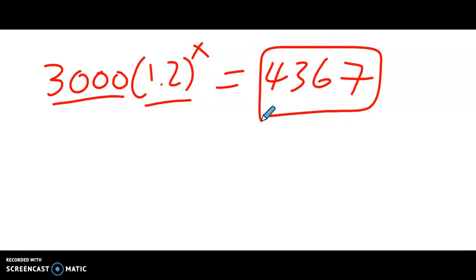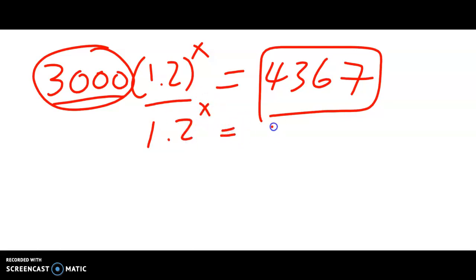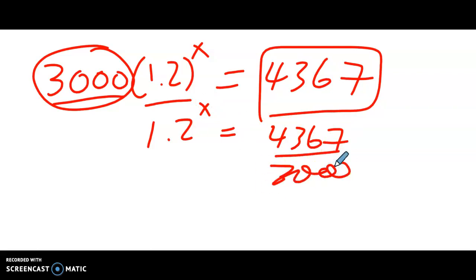We'll do a couple of things to solve for x here. The first thing you're going to do is get rid of this 3,000. It's multiplying the 1.2 to the x, so you bring it over by dividing: 4367 divided by 3,000. I'm going to grab my calculator. I'm just making this question up as we go along, and I get 1.2 to the x is equal to 1.46. Okay, we'll leave it there.